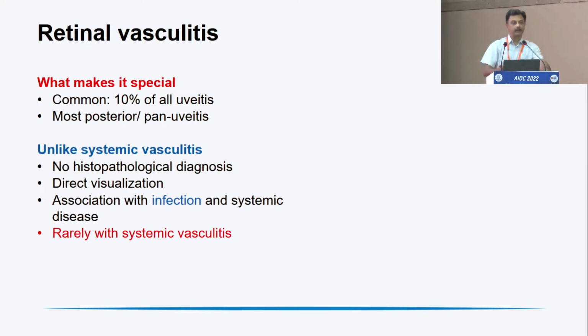The other difference from systemic vasculitis is that it's very commonly associated with infection and with systemic disease, while it is rarely associated with systemic vasculitis such as the ANCA-associated vasculitis. This is a very important concept I would like the audience to take from here, because very often when we see a retinal vasculitis, we are very tempted to investigate for systemic vasculitis. That is not the case. On the other hand, retinal vasculitis is associated with infection more commonly and with systemic disease more commonly.